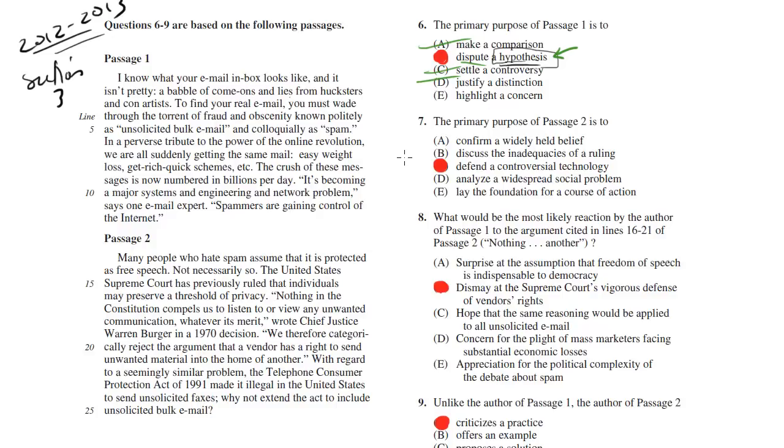Yeah, highlighting a concern means bringing up an issue of importance, and that is what this passage is about. It's saying, here's this thing called spam. It's becoming a huge problem. Yeah, that's it, right? So it's just highlighting that concern about what spam is. So the answer here is E for that reason.